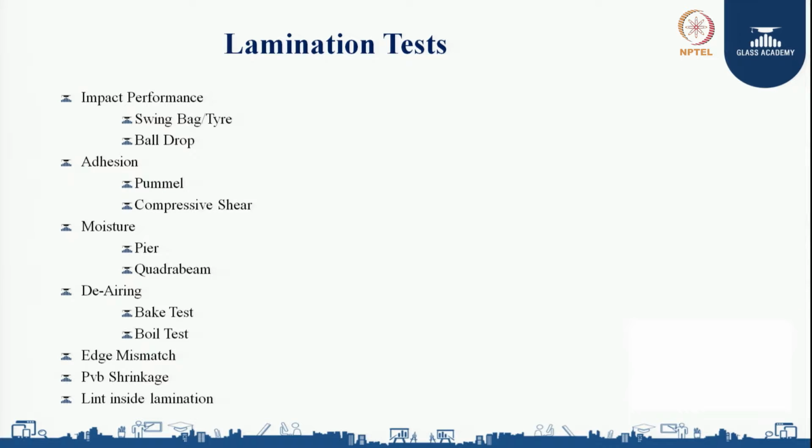If you see, basically we will be focusing on impact performance, that is with respect to swing bag or tire test and ball drop test or fracture adhesion test. When it comes to adhesion, we will be checking pummel test and compressive shear test. When it comes to moisture, we will be checking with the pier and quadra beam test. When it comes to de-airing, we will be checking bake test and boil test. Along with this, we will be checking edge mismatch, PVB shrinkage, and lint or dust inside lamination. These are all visual inspections. Now let us take each one by one.